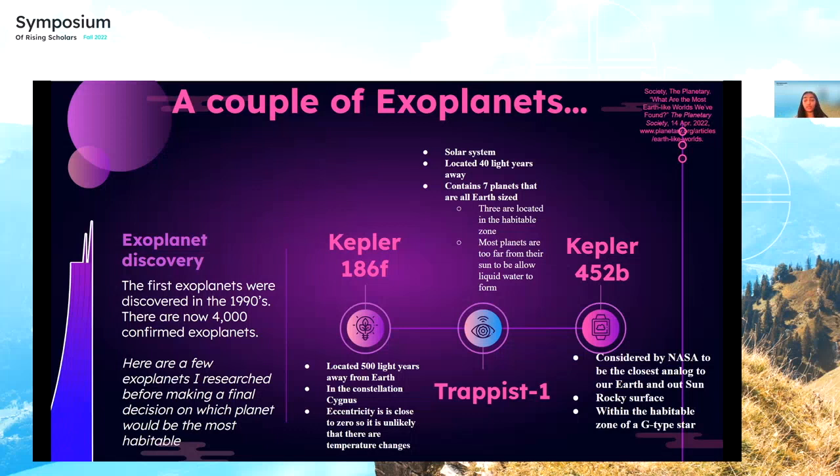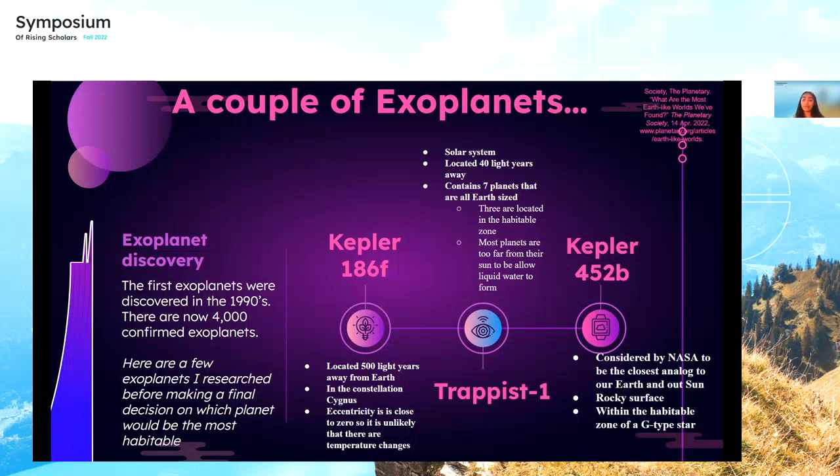And TRAPPIST-1 was actually what I would have gone with. It's located 40 light years away, and it contains 7 planets that are all Earth-sized, but only 3 are located in the habitable zone, which is the area around a star in which water can form. Most of the planets are too far from their sun to allow water to form, and we also don't know much about the 3 planets in the habitable zone. So I did not go with that one.